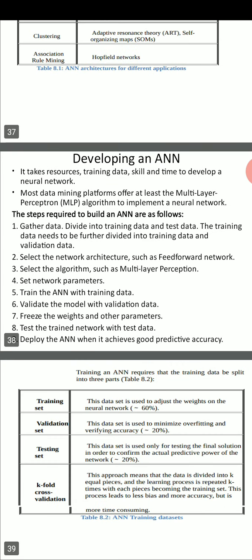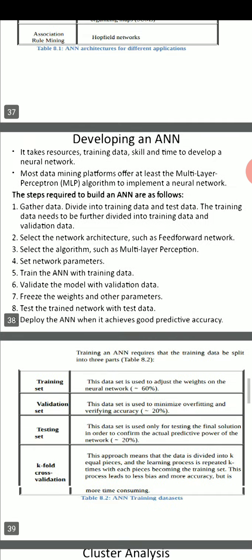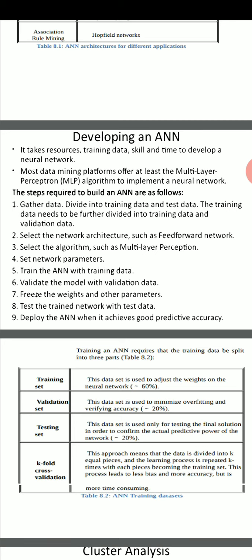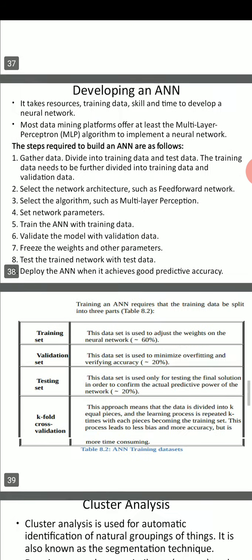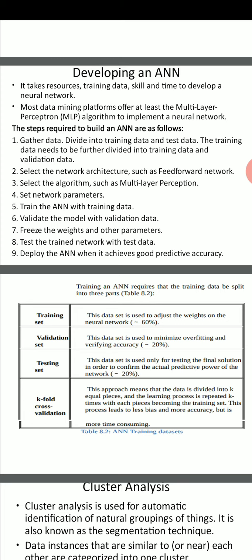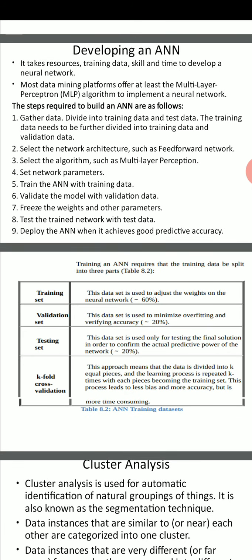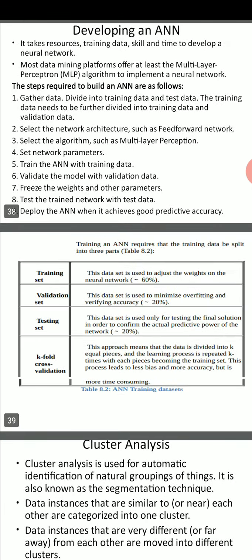Developing an artificial neural network. So these are the steps which are to be followed. For this you need to have a good amount of training data, resources and skill. So gather the data and divide it into two types, that is training data and test data. The training data needs to be further divided into training data and validation data. Select the network architecture, whether it is feed forward or backward, and select the algorithm such as multi-layer perceptron.